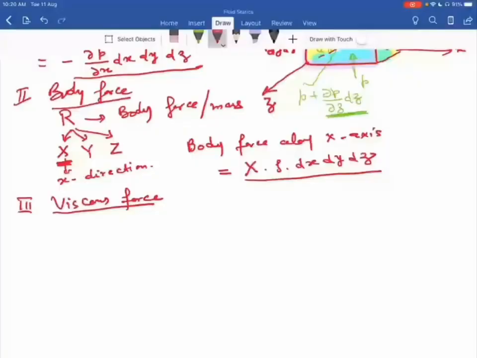For the time being, we are going to neglect the viscous force. So I assume that our fluid is an ideal one. So I am going ahead neglecting this viscous force.